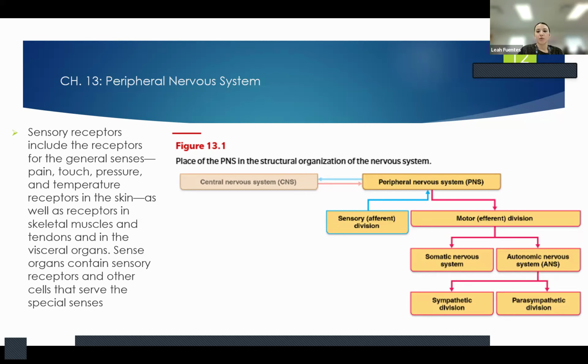So again, the peripheral nervous system has different divisions. We have sensory and motor, and then within motor, we have somatic and then autonomic. And then within those two, we have the sympathetic and parasympathetic.